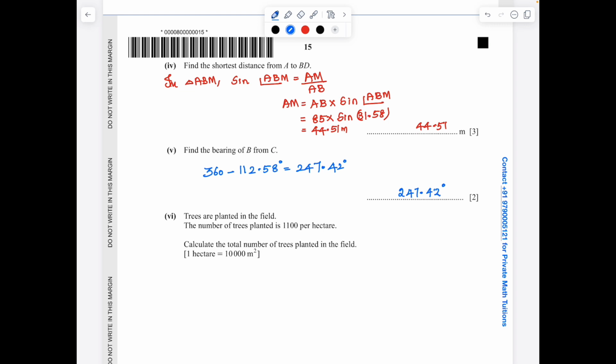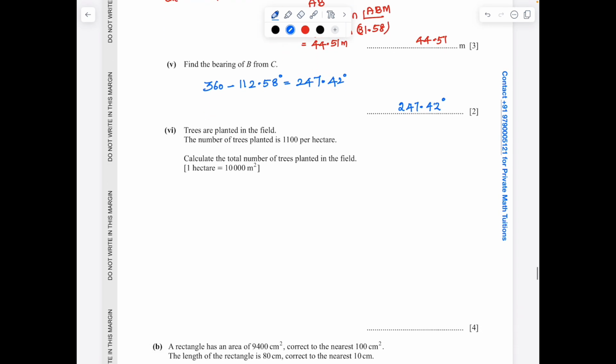Subdivision 6. Trees are planted in the field. The number of trees planted is 1100 per hectare. Calculate the total number of trees planted in the field. So for this question, we have to calculate the area of this field ABCD. Being a quadrilateral, I can divide this shape into two triangles, which is triangle ABD plus area of triangle BCD.